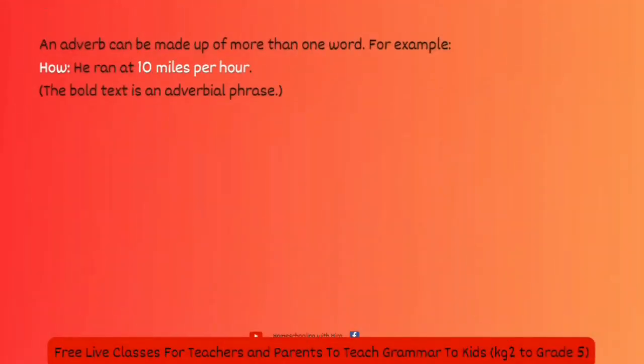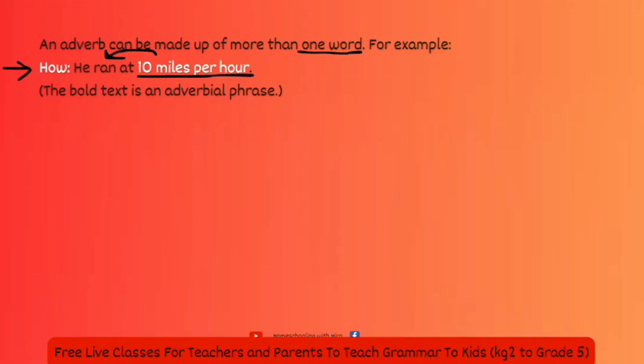So the first example is here. And since we are talking about adverbials, remember that an adverbial can be made up of more than one word, right? Because it is describing the action, it can be described in a single word or in a phrase or a clause. Now look at this adverb of manner. How the action is done. He ran. How he ran? At 10 miles per hour. Now this part, at 10 miles per hour, is giving us information about the action of ran. So this is an adverbial phrase.